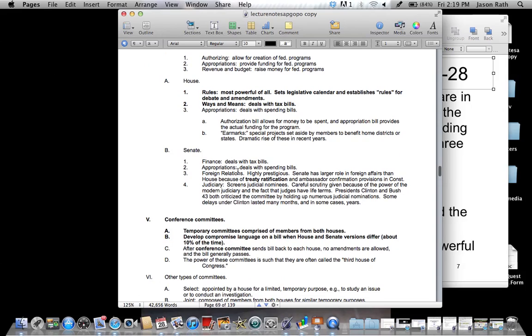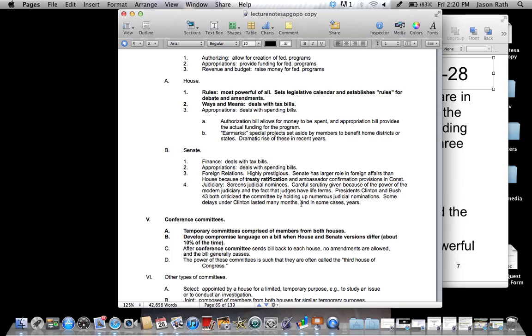In the Senate, you have Finance, which deals with tax bills that start here. Appropriations deals with spending bills. Foreign Relations, this is the highly prestigious one. Senate has a larger role in foreign affairs than the House because of the treaty ratification. Remember, Senate ratifies treaties. And ambassador confirmations, because they confirm everything that the president, all the appointments, provisions in the Constitution.